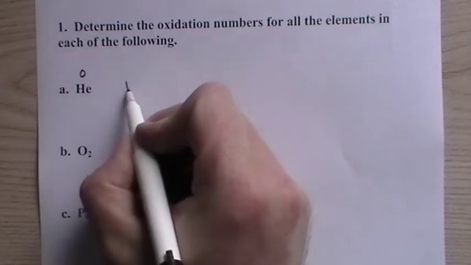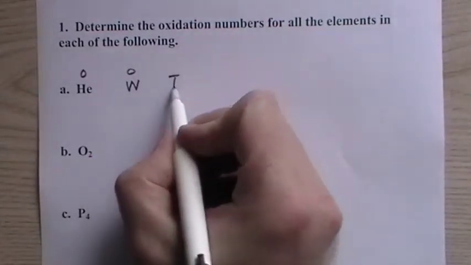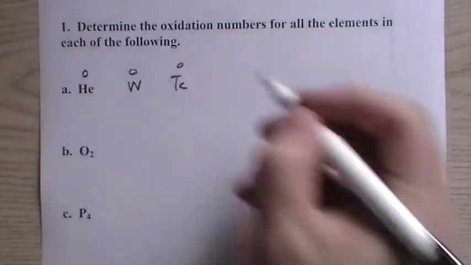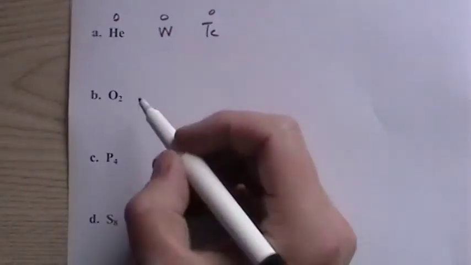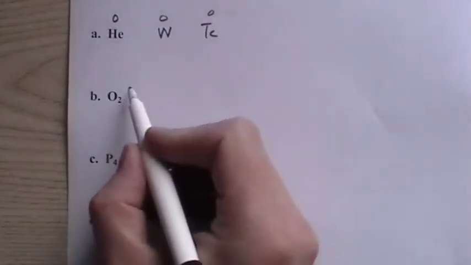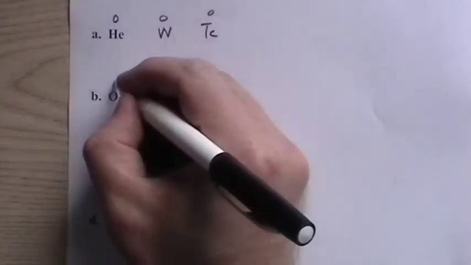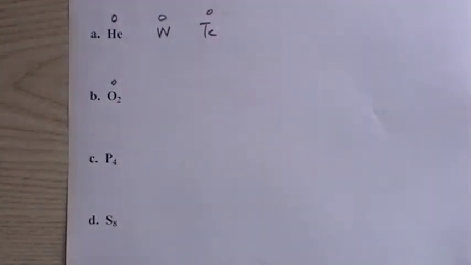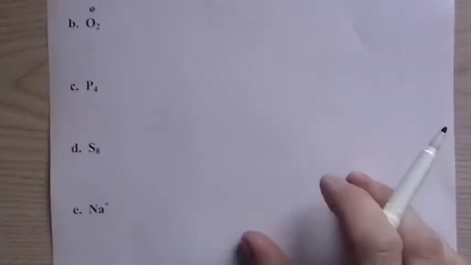So anytime you just see like tungsten on its own, it's not an ion, nothing else, it's just 0. Technetium, if you just see the element on its own. But if the element naturally occurs as a diatomic molecule, like oxygen here, there's no charge on it, there's nothing else attached to it, then each of the oxygens is 0. You just put a 0 above the oxygen, even though there's a subscript here, they both are 0.